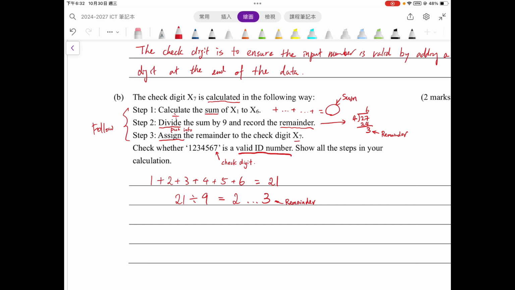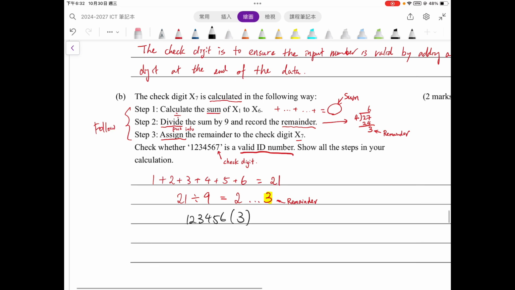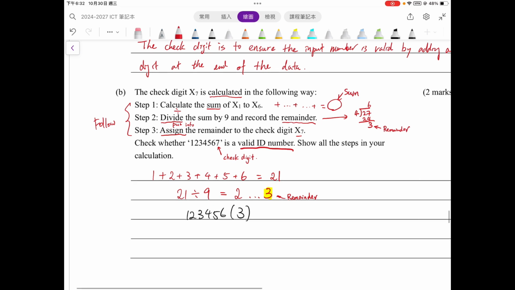So in this case, we just follow step 3. Assign the remainder to the check digit x7. Because we see that after the sum of the first 6 digits and then dividing by 9, following the first 2 steps, the remainder is 3. So in case we have come up with the first 1, 2, 3, 4, 5, 6 digits for your ID, the last one is supposed to be 3 to make it valid. But in this case, they have given you 7, so we say that because 7 is not equal to 3, therefore the ID is not valid.